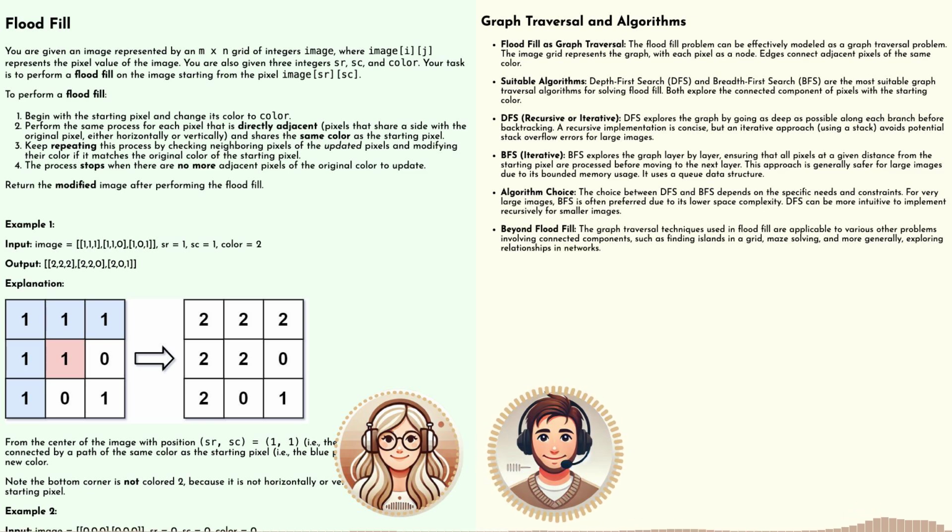So if we think of our image as a graph, we can use algorithms that are designed to traverse graphs to solve our flood fill problem. Exactly. And two common algorithms for graph traversal are depth-first search (DFS) and breadth-first search (BFS). These will be our tools for this job. Okay, this is getting interesting. Let's start with depth-first search. I have a vague idea of what it is, but I'm sure our listeners would love a refresher.